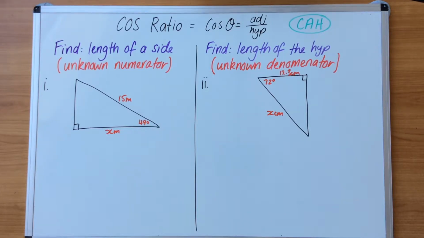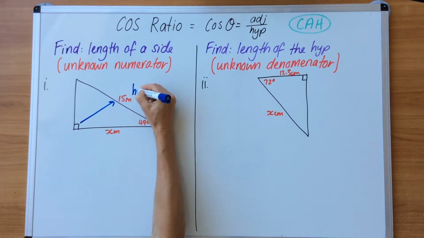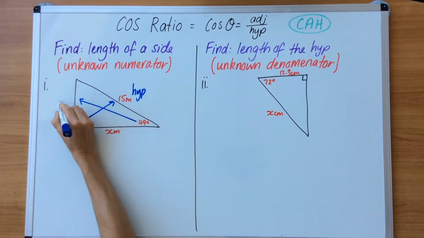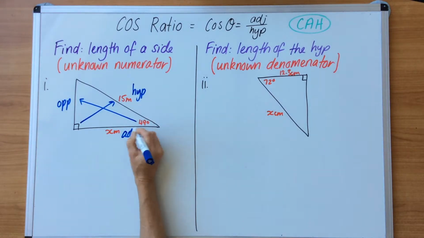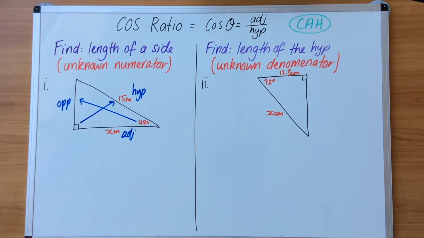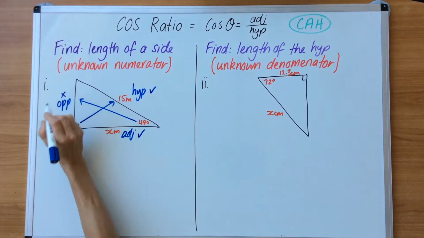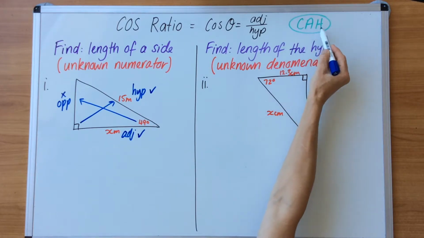So first of all, we're going to start by labeling. We go from the right angle across to the height. We go from the angle across the other side, and that's the opposite. And what is left over is the adjacent, and that sits next to the angles. So we have hypotenuse and adjacent information, but no opposite. So H and A, it's CA.